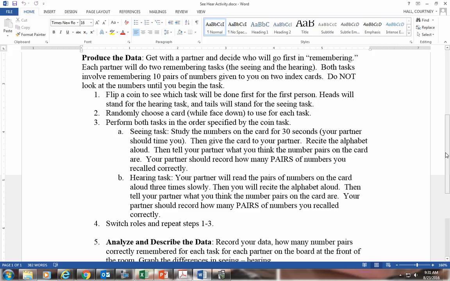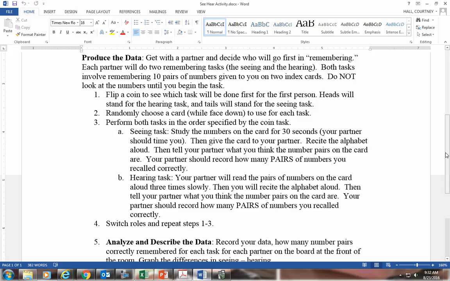But the next piece of it, we need to have a random component in how we assign whether they're seeing and hearing first. We're going to learn throughout our creating studies that you always want to have a random assignment of things. That random component in experiments is important, okay? So each partner will do 2 remembering tasks, seeing and hearing. Both tasks involve remembering 10 pairs of numbers given to you on 2 index cards, which I have in my hand, and I'll give them to you in just a minute.